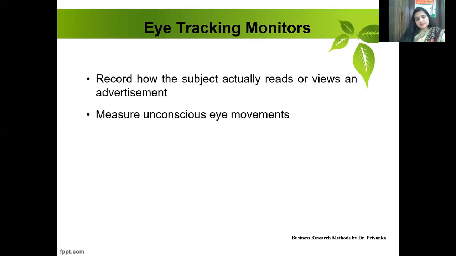Number 1, eye tracking observations. This basically records how the subject actually reads or views an advertisement. It is basically to measure unconscious eye movements. This measures how you behaved while reading something, whether your eyes were behaving normally or some abnormal behavior was shown while reading some good or bad advertisement, right? So this is how you measure people's reaction to something which is not normally stated.